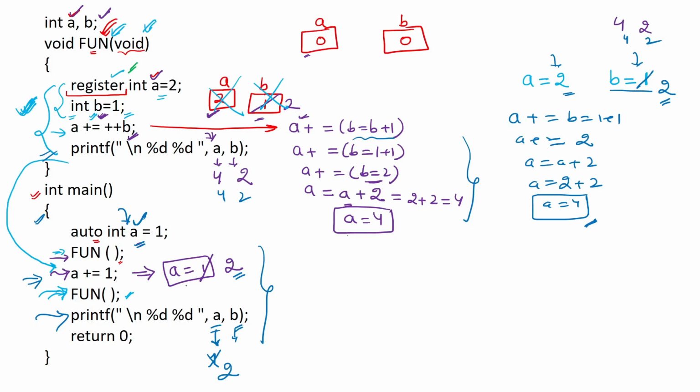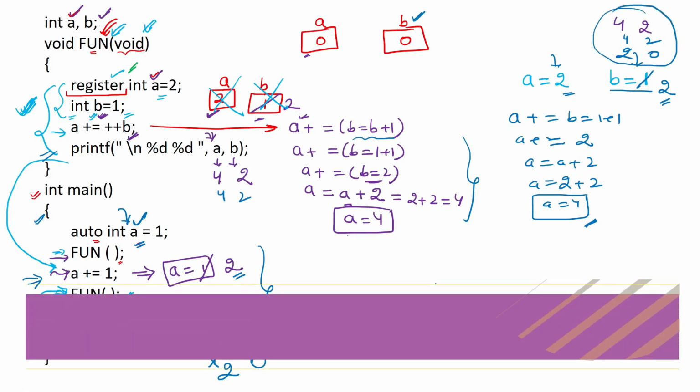What is the value of B? Because B is not present inside the main. So which variable we should access? So now we should check whether there is a global variable or not. If it is not there, then there is a compile time error. But B is present as the global variable. So we should access this global variable B having the value 0. So third answer will be 2 and 0. That's why we were getting this answer.